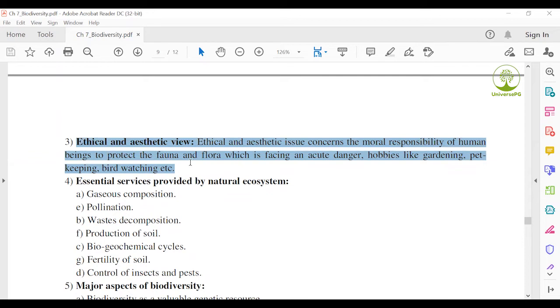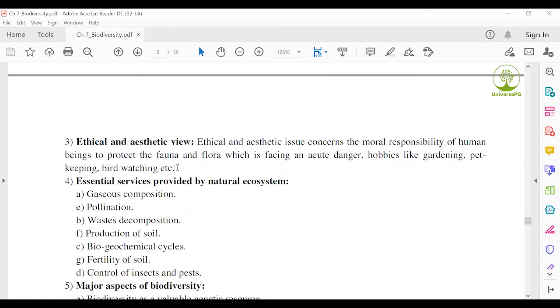Generally, we collect different types of plants and animals for their ornamental value, and we also show them in different types of programs, and in the zoo, national zoo or different types of national parks, as an ethical and aesthetic value.